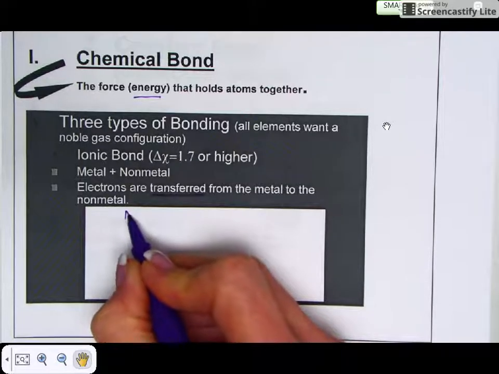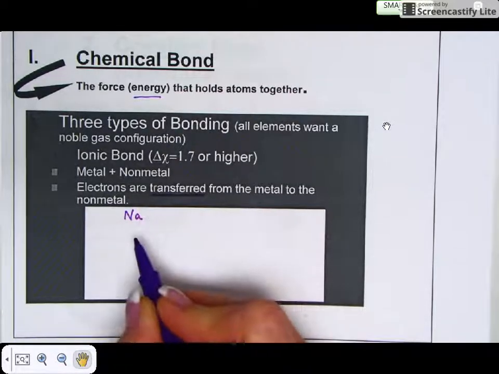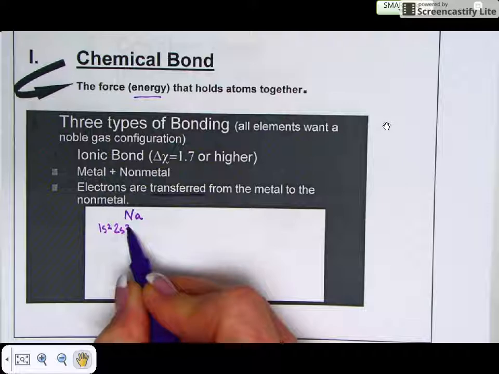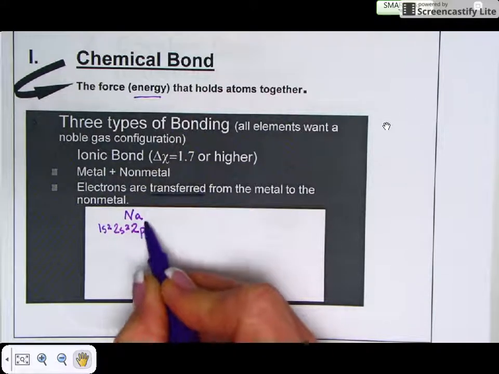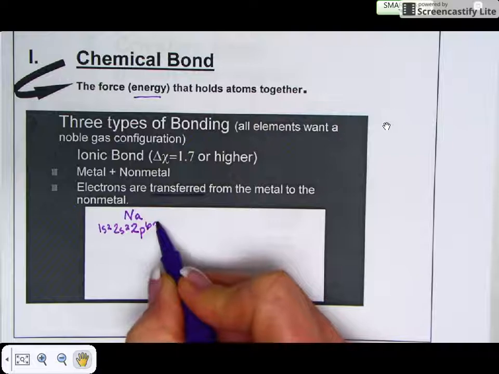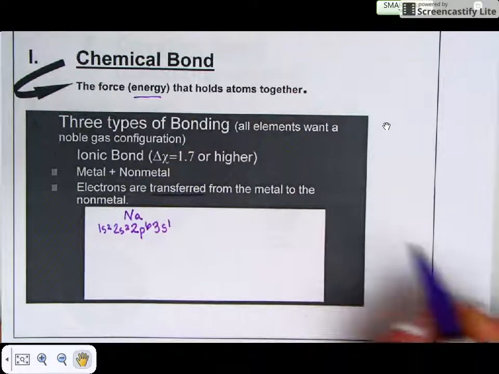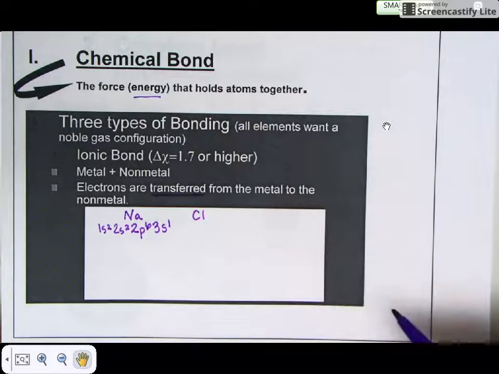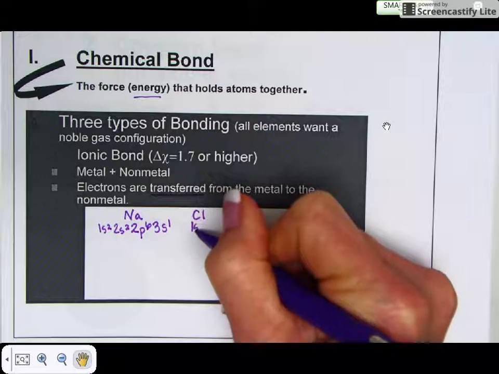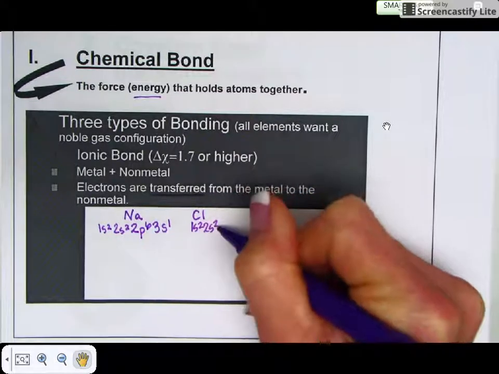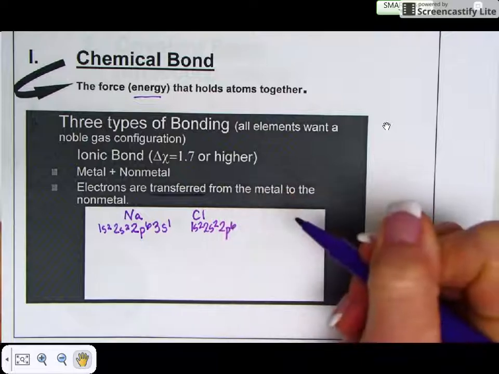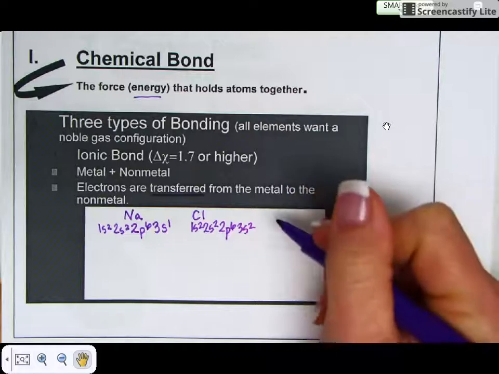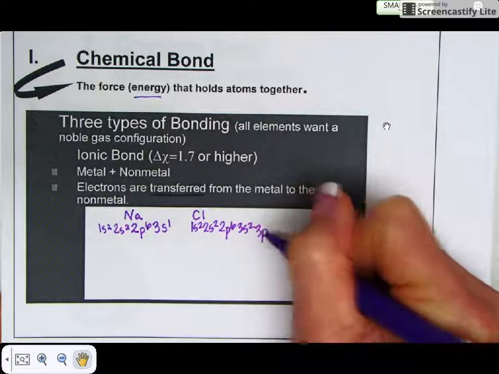We learned that sodium has an electron configuration of 1s2, 2s2, 2p6, and here we're getting to the valence shell. It ends in a 3s1. And then think about chlorine, Cl. Chlorine's electron configuration would be 1s2, 2s2, 2p6, 3s2, and then 3p5.